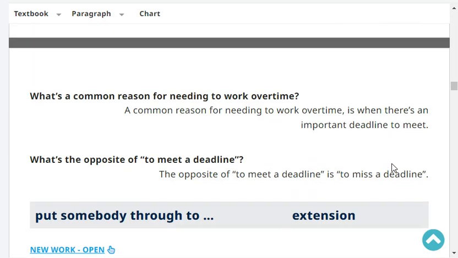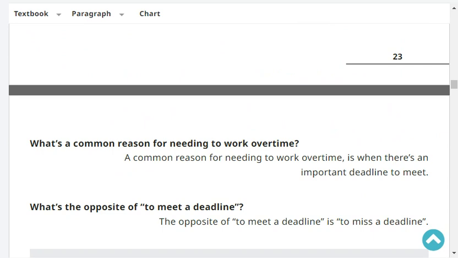23, 24. Okay, here we go. Ready? Okay, I'm ready. What's a common reason for needing to work overtime? A common reason for needing to work overtime is when there's an important deadline to meet. Important deadline to meet. Okay, important deadline to meet.